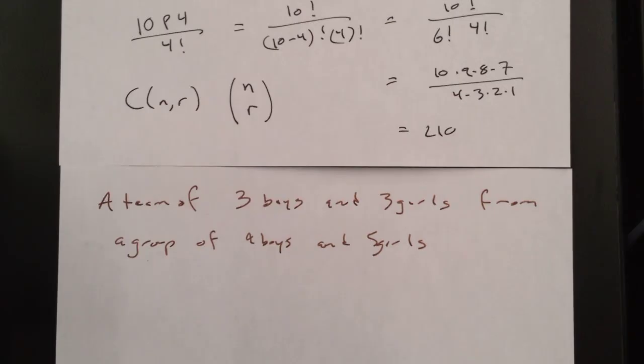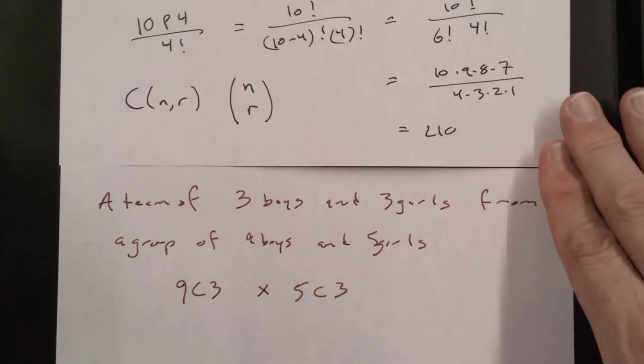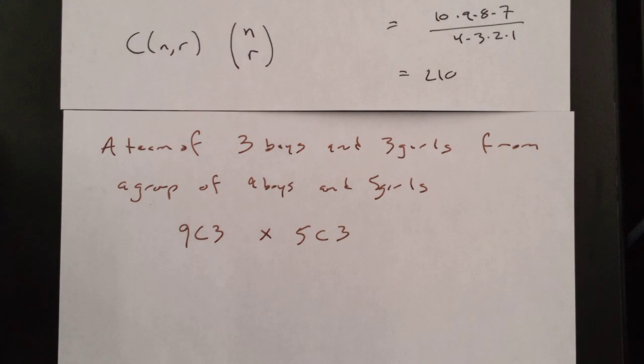What do I do when I hear the word and? Or was addition, and is multiplication. So the correct way of counting this is to say I'm going to do 9C3 times 5C3. I have no idea what these numbers are, but I'm going to cheat. Where's your factorial button?